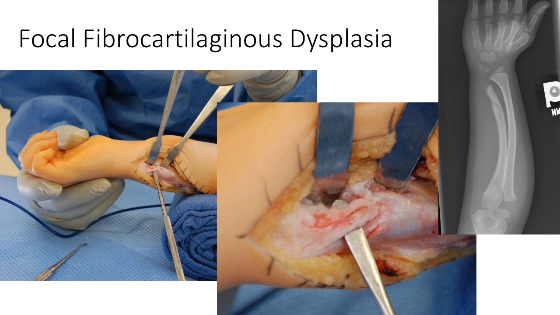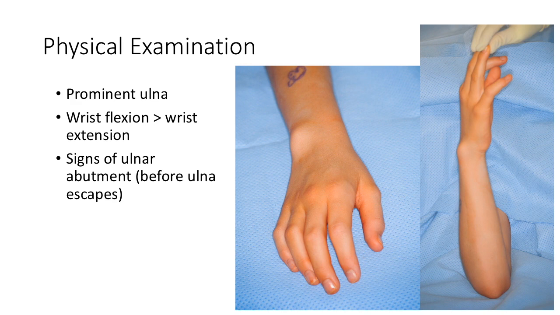It's very similar to focal fibrocartilaginous dysplasia, which occurs in the distal ulna and looks exactly like a Vicker's ligament, both grossly and in histology. Physical examination demonstrates a prominent ulna. Wrist flexion is greater than wrist extension, and there are signs of ulnar abutment before the ulna escapes. Once the ulna escapes, you don't see really ulnar impingement type symptoms.